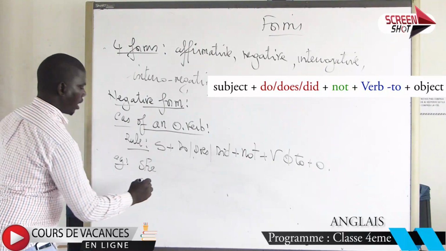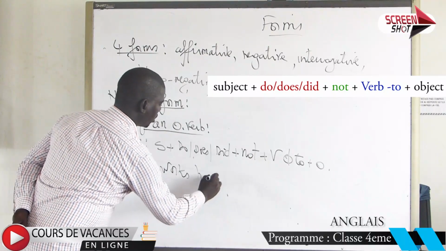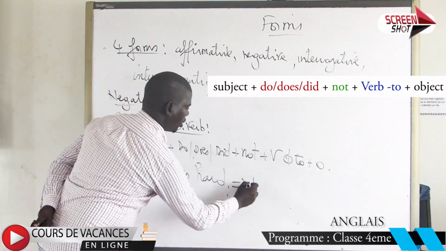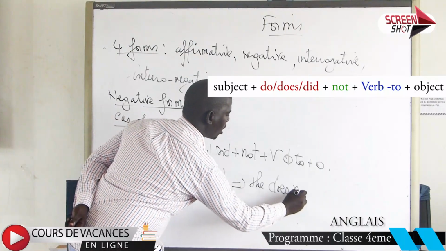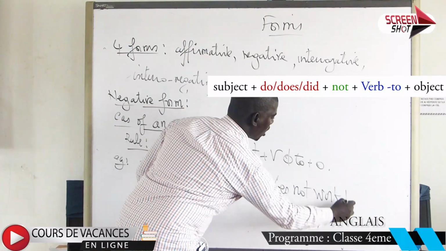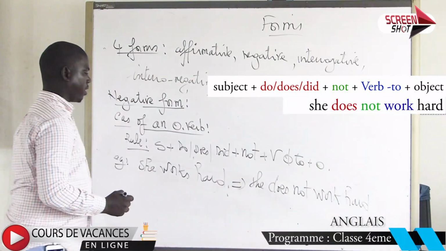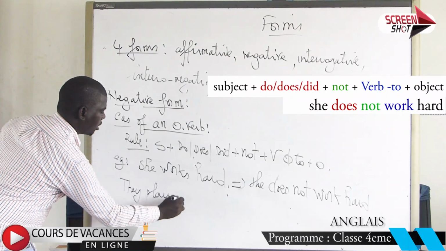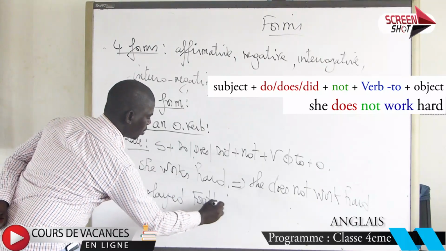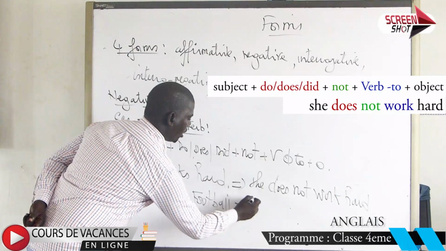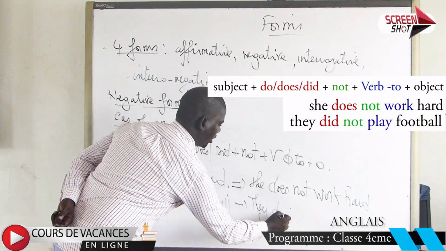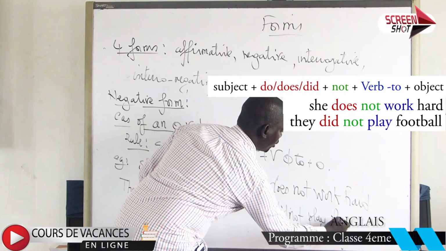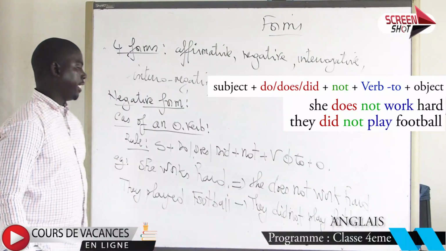She, okay, works hard. Here it is affirmative form. The negative form is she does not work hard. Okay? We can have also they played football. They, in negative form, they did not play, okay, football. They did not play football.